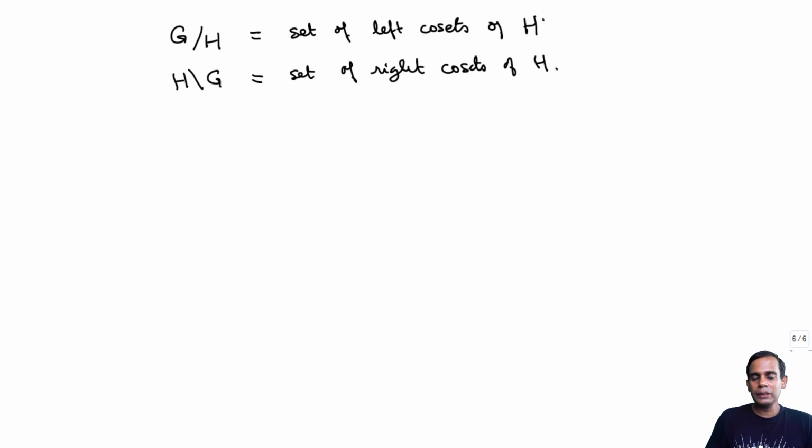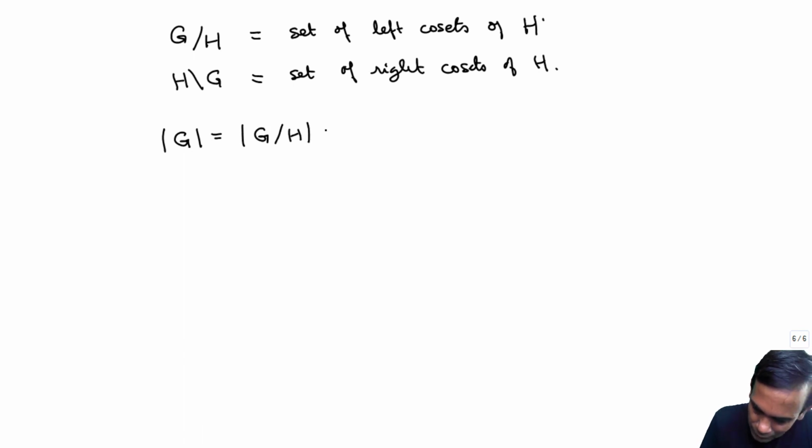So what we know is that G is a disjoint union of its left cosets, and each left coset has the same size as H itself. So the cardinality of G is the number of left cosets times the size of each left coset, which is the size of H itself.